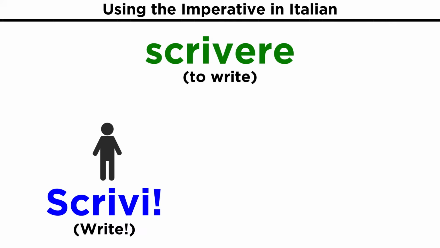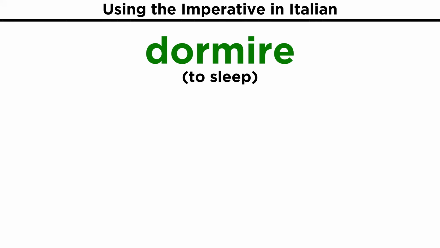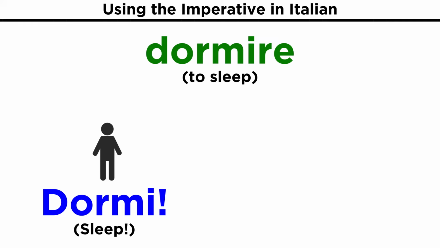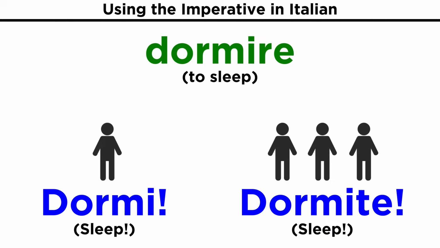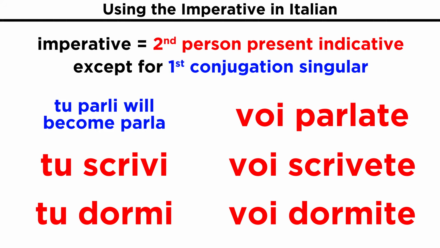Using scrivere to command that one person write, we would use scrivi. For a team of writers, we would use scrivete. Using dormire to command that one child go to sleep, we use dormi. For a whole bunch of kids, we use dormite. You may have noticed that these forms pretty much correspond with the second person forms of the present indicative, with only one exception, and that is the singular form for the first conjugation, which we would expect to end in I, but ends in A instead.